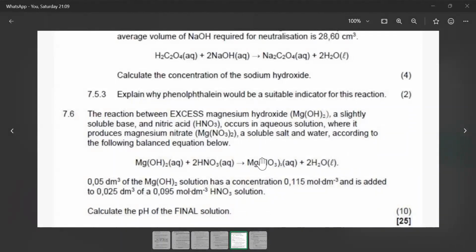Then now that we know those that are available at the start, as well as those that are needed to react with the acid, then we can find those that are in excess. And now that we know the moles in excess, we can find the concentration of those moles in excess. Then we can find our pOH and then our pH. So yes, that's what we need to do. So let's go ahead and do it.